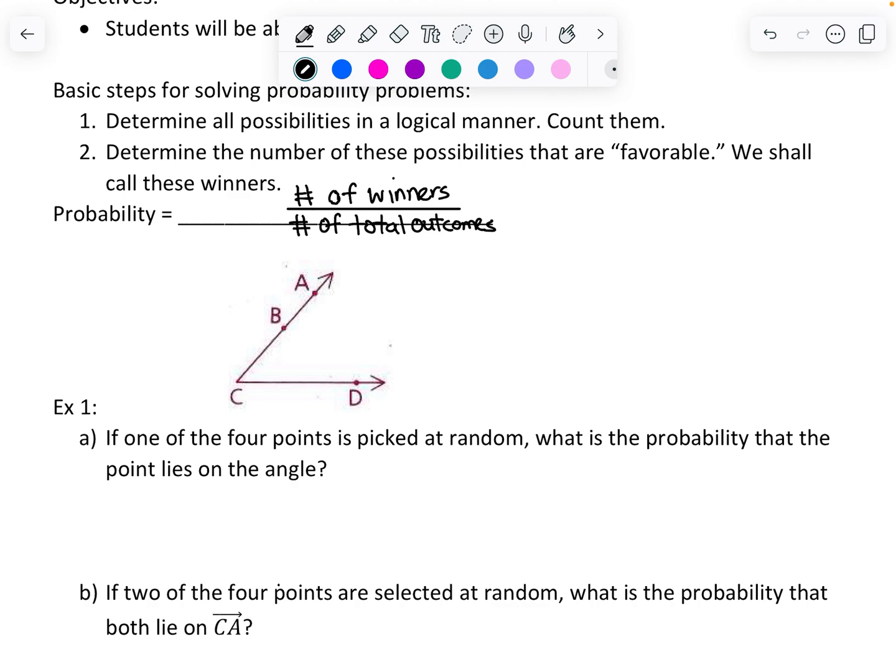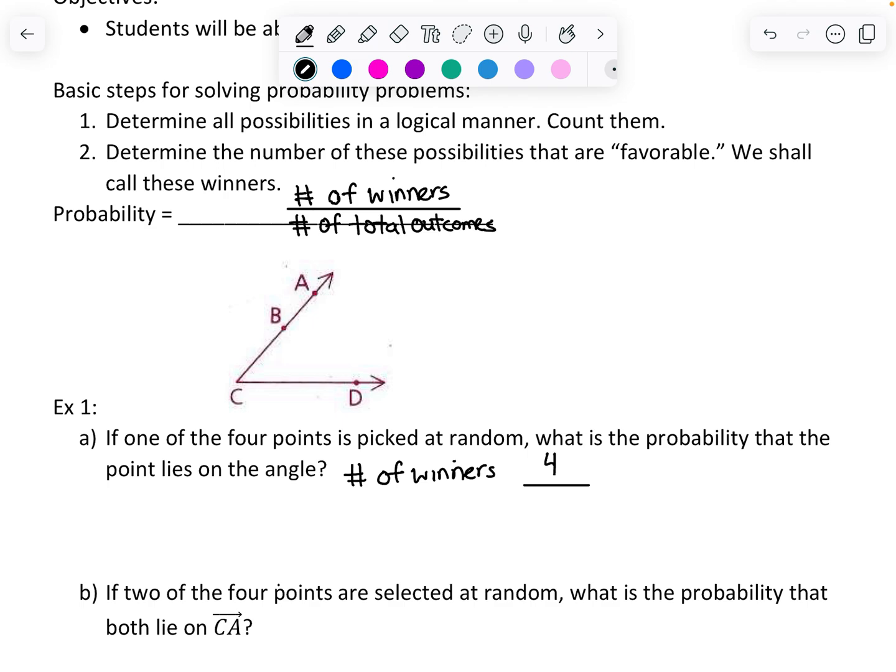All right, so let's look at this angle as an example and answer these questions that go along with it. Part A says, if one of the 4 points on this angle, point A, point B, point C, and point D, is picked at random, what's the probability that the point lies on the angle? Number one, we want to look for winners. How many points lie on this angle? Well, A, B, C, and D all lie on the angle. So our number of winners is 4.